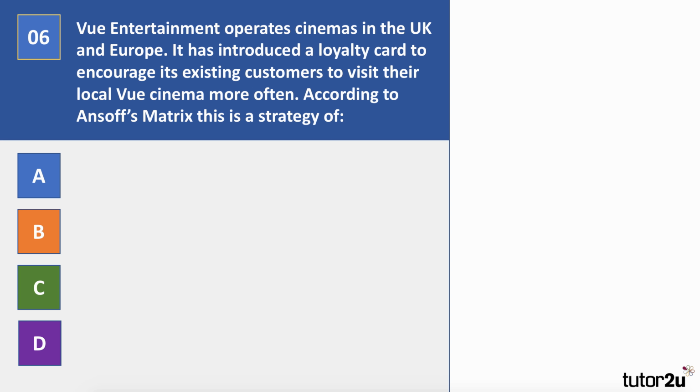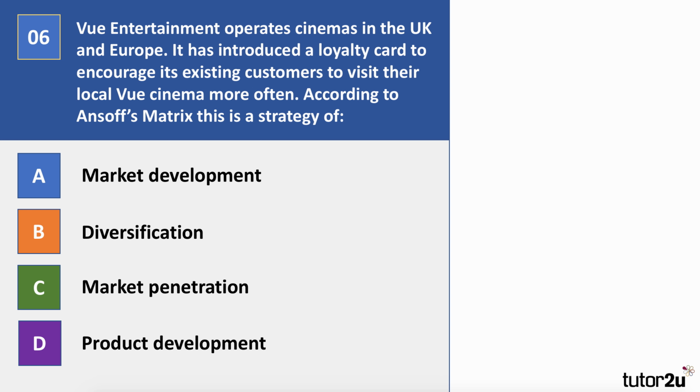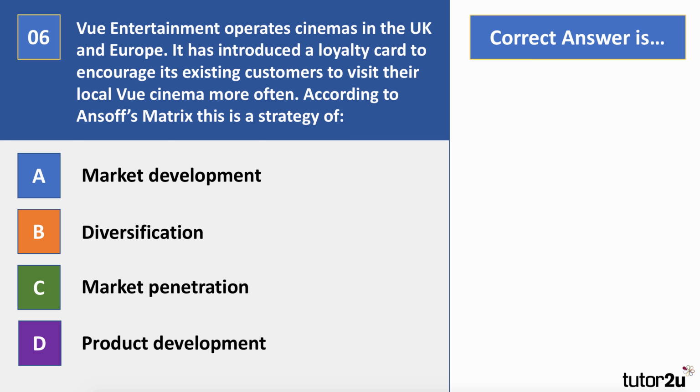Vue Entertainment operates cinemas in the UK and Europe. It has introduced a loyalty card to encourage its existing customers to visit their local Vue cinema more often. According to Ansoff Matrix, this is what kind of strategy? Make your choice from the 4 classic Ansoff strategies. Pause the video and then resume when you're ready to check your answer. And in this case, and correctly, the answer is C, market penetration.